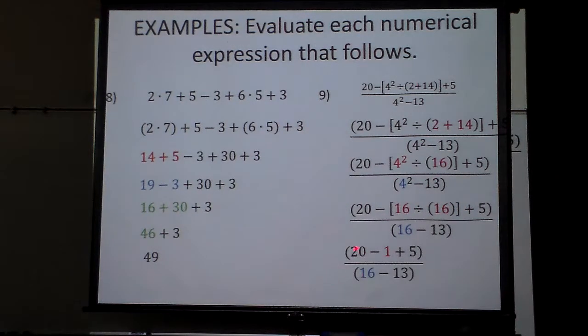So now I have 20 minus 1, which is 19. And 19 plus 5 is 24. And then 16 minus 3 is 13, and 24 divided by 3 is 8. Might be kind of hard to see. Oh, that kind of went a little bit off my screen right there.